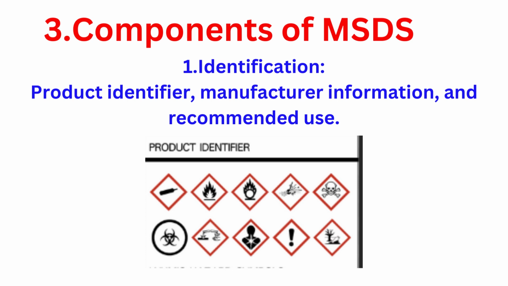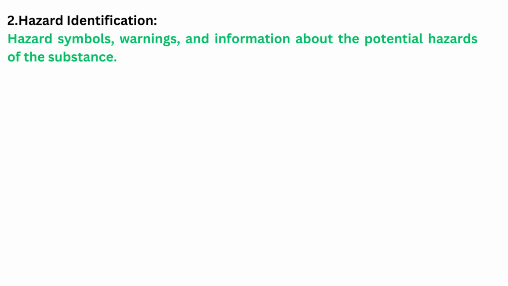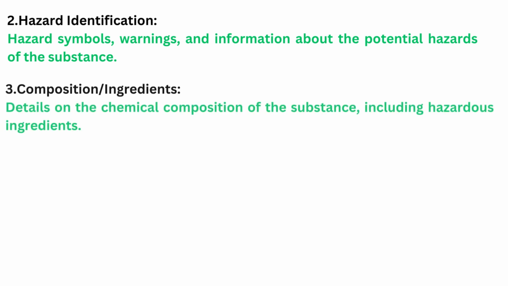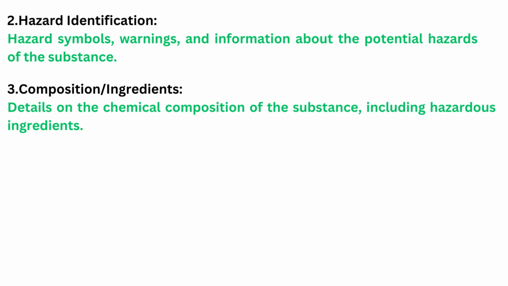Product identification. This section provides information about the product, including its name, manufacturer, and supplier. Hazard identification. This section lists the hazardous ingredients, symbols, and their concentrations in the product. Composition ingredients. This section provides information about the physical and chemical properties of the product, such as its appearance, odor, boiling point, and flash point.